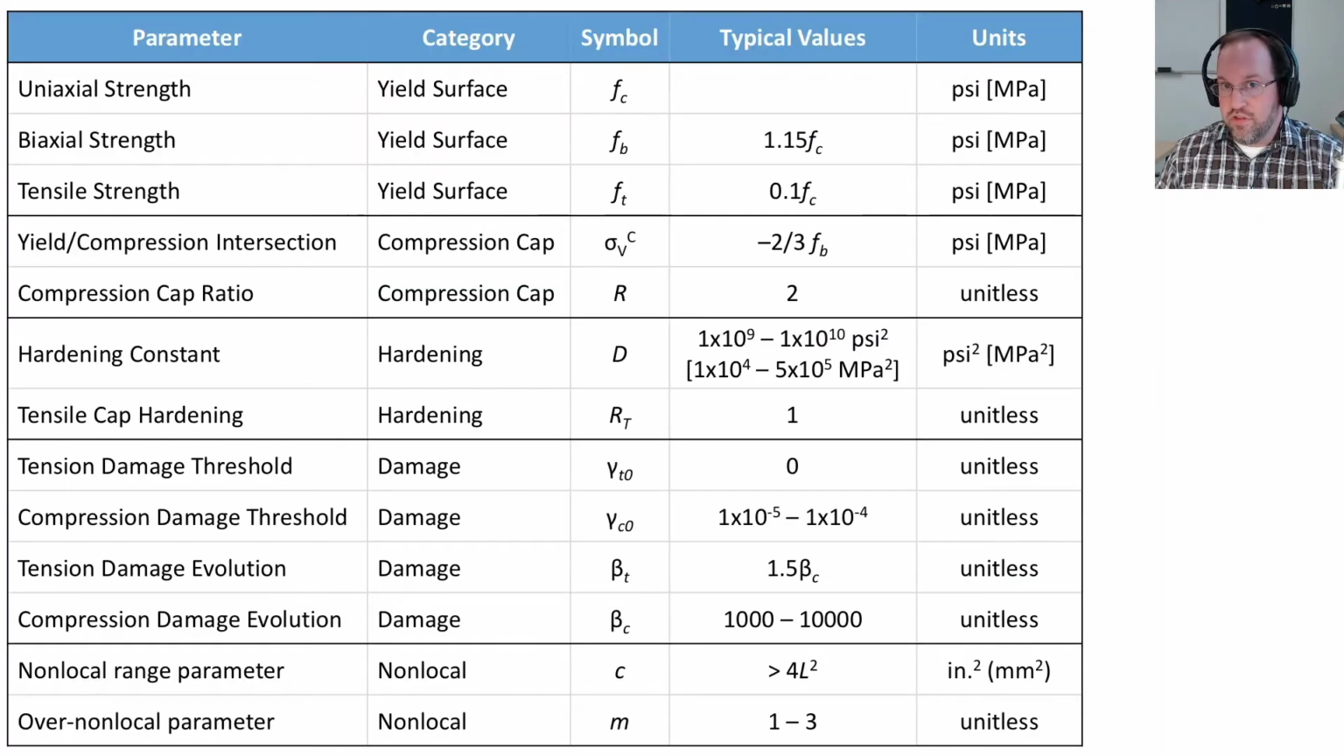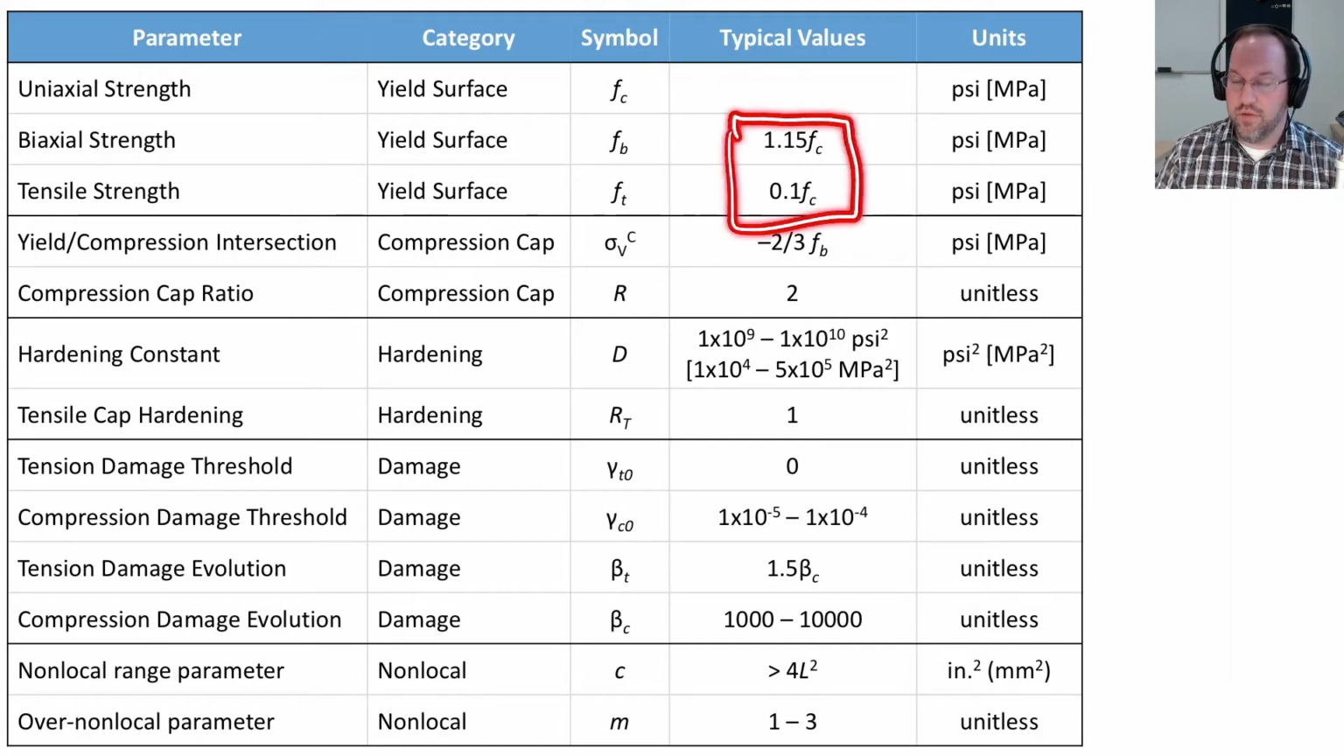Now, in addition to the two elastic parameters that we always need to set, you'll need to define 13 different parameters for your microplane model. So let's talk about them. The first three right here define your yield surface, and that's based off your uniaxial strength, biaxial strength, and tensile strength. Now, we talked about this previously, and you can define them in the same way as you did in the first video, but you can also use some other simple approximations if you like.